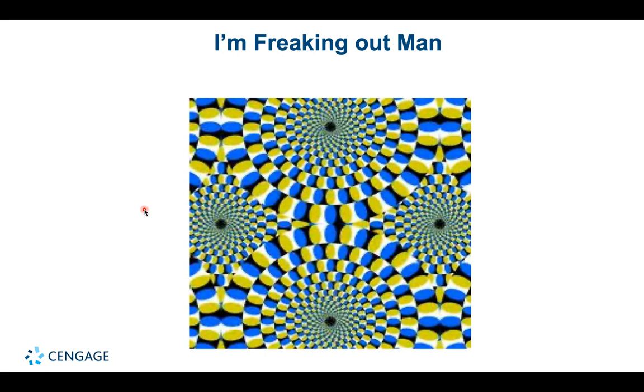This is not a GIF. This is a static, still image. There is no motion, but your brain interprets this stimulus as having motion, even when it doesn't.